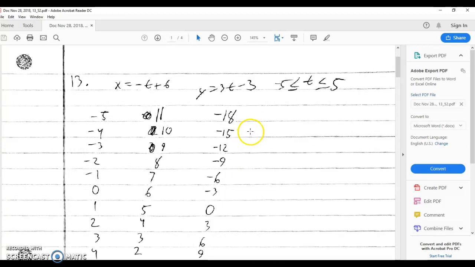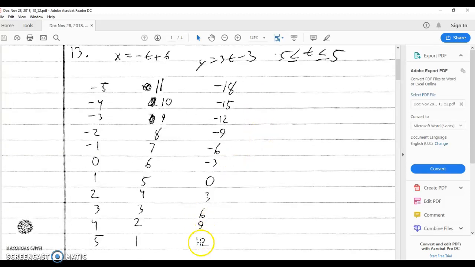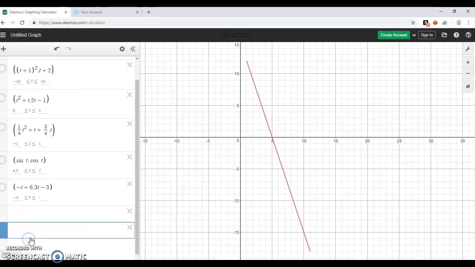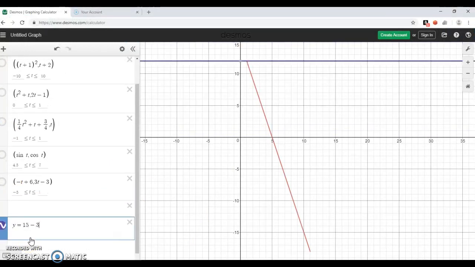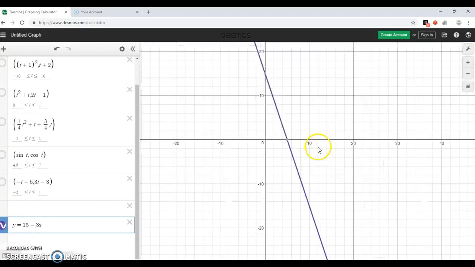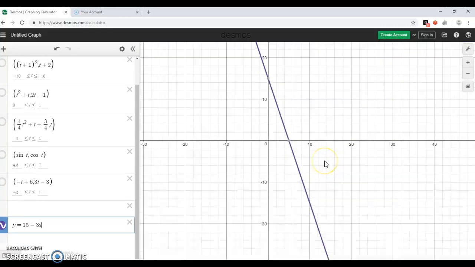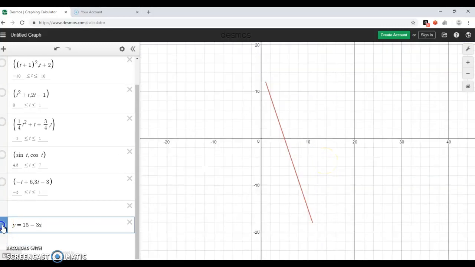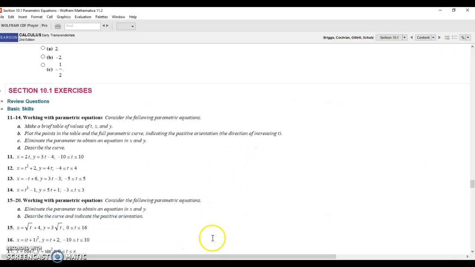So y is 15 minus 3x? That is an equation of a line. And if you double check, that's exactly the line that we graphed already. So that's the way that you can eliminate the parameter, just using the old substitution method.